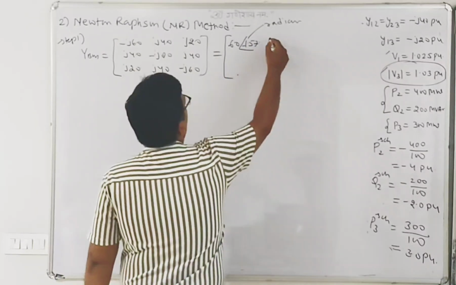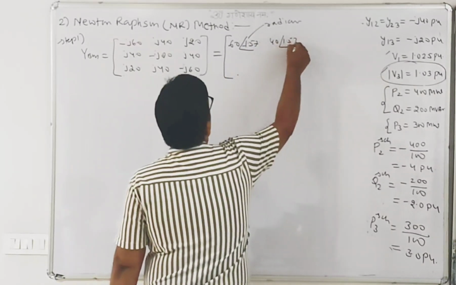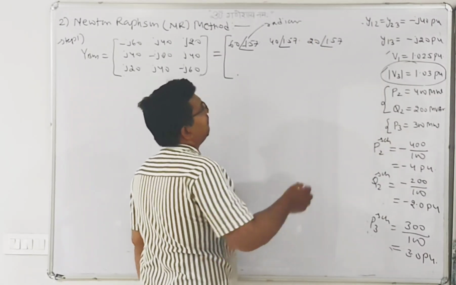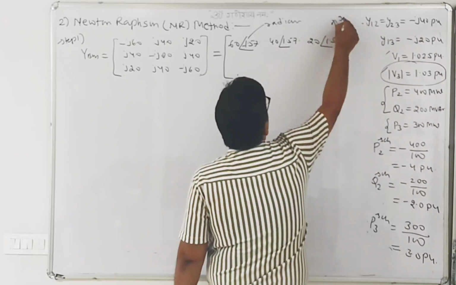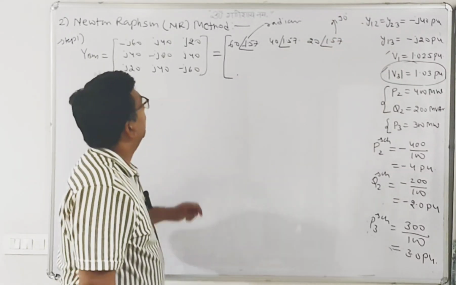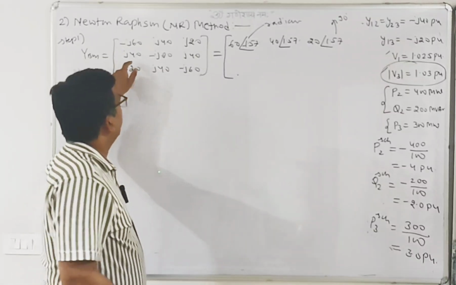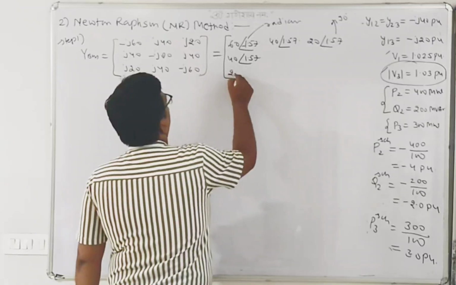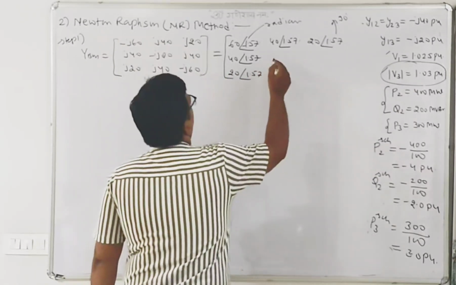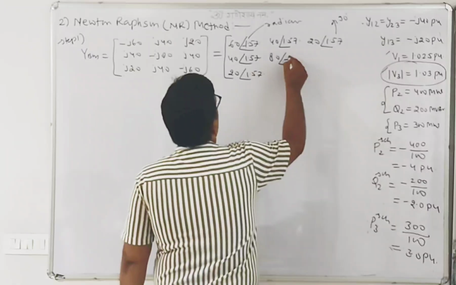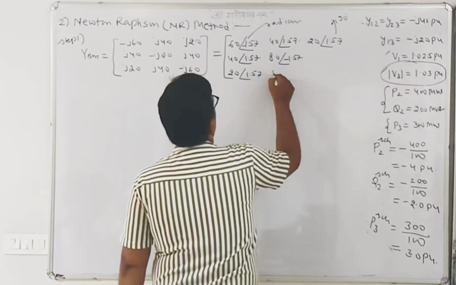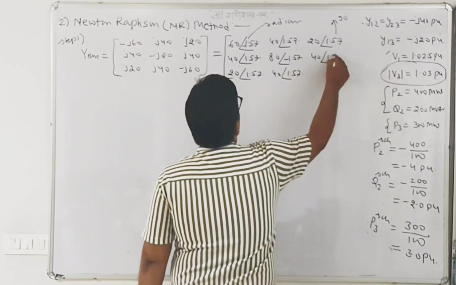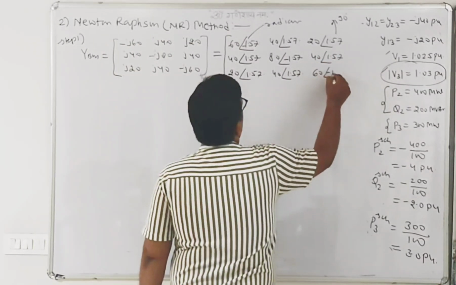Similarly, this becomes 40 angle plus 1.57. This is 20, 1.57. And this 1.57 is the equivalent of 90 degrees for positive, and for negative it is minus 90 degrees. Now this becomes 40 plus 1.57. This becomes 20, 1.57. Then this is 80, minus 1.57. And this is 40, 1.57. And this is 40, 1.57. This is 60, minus 1.57.